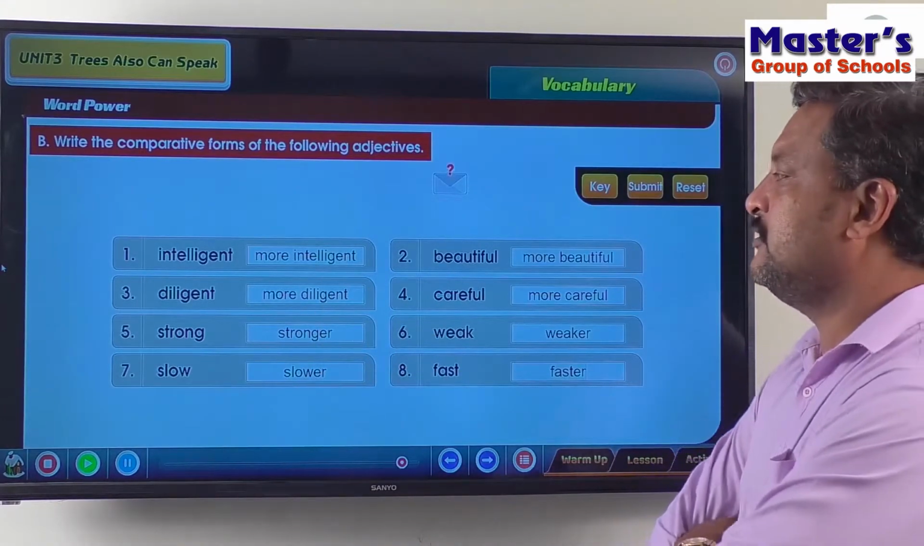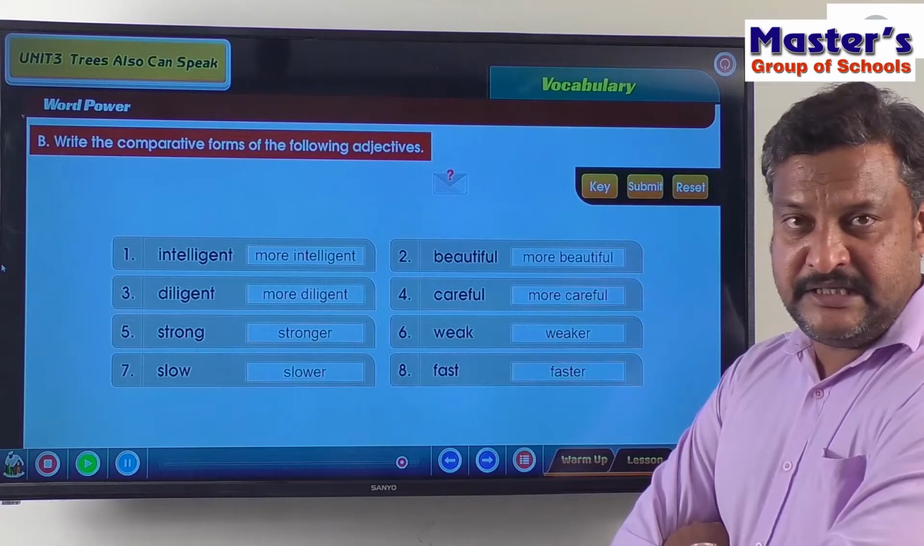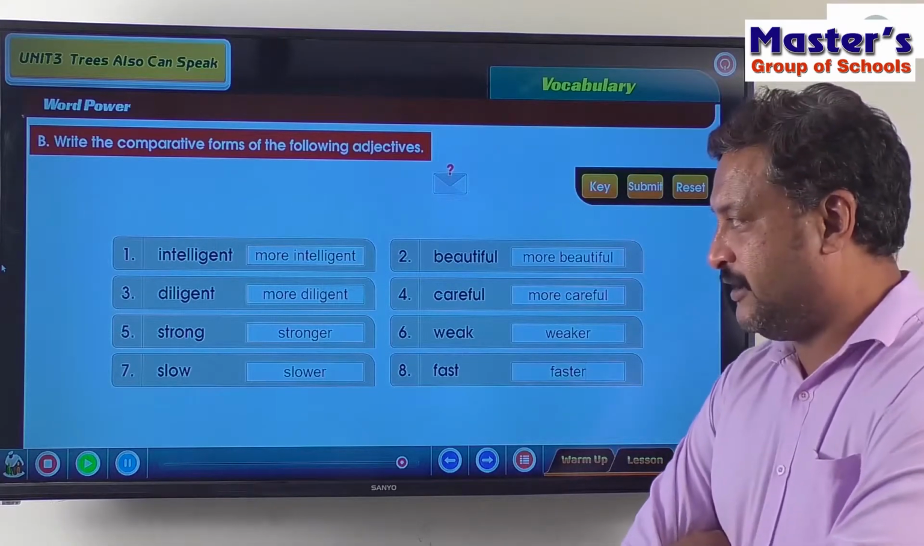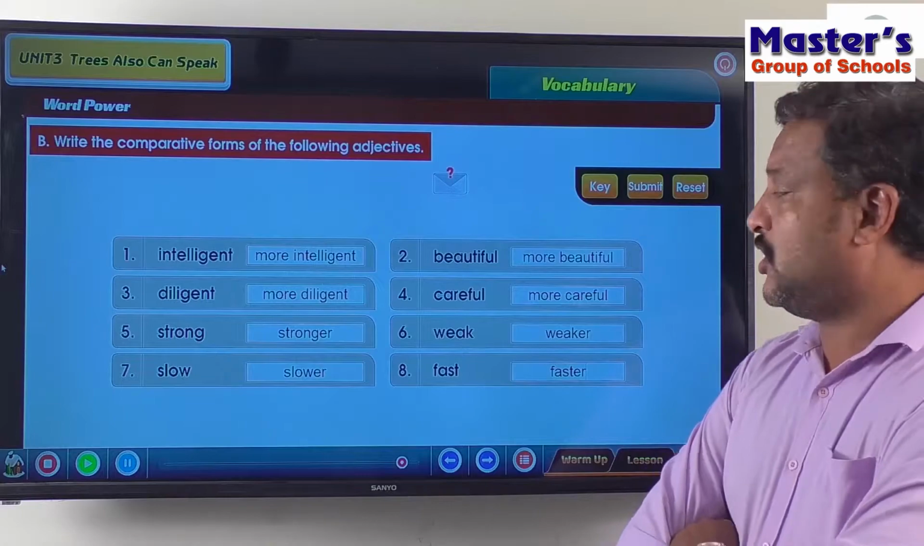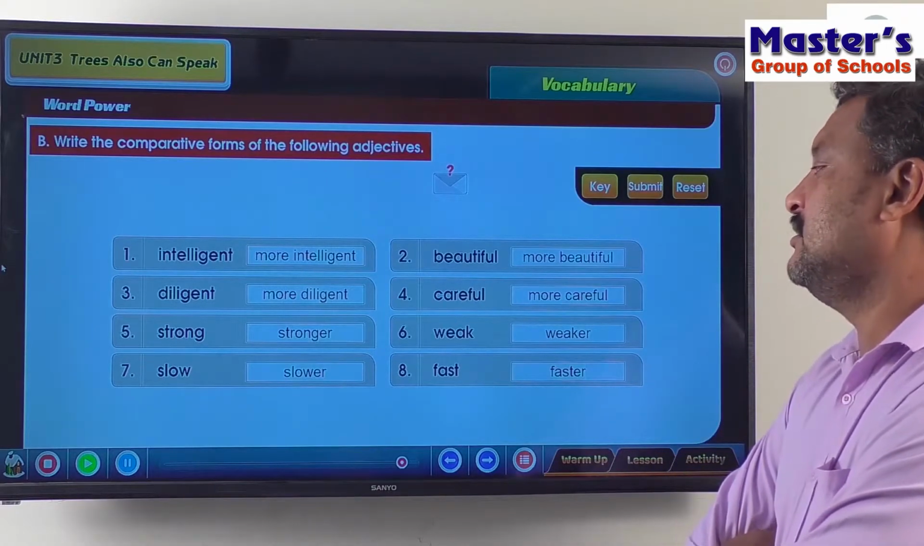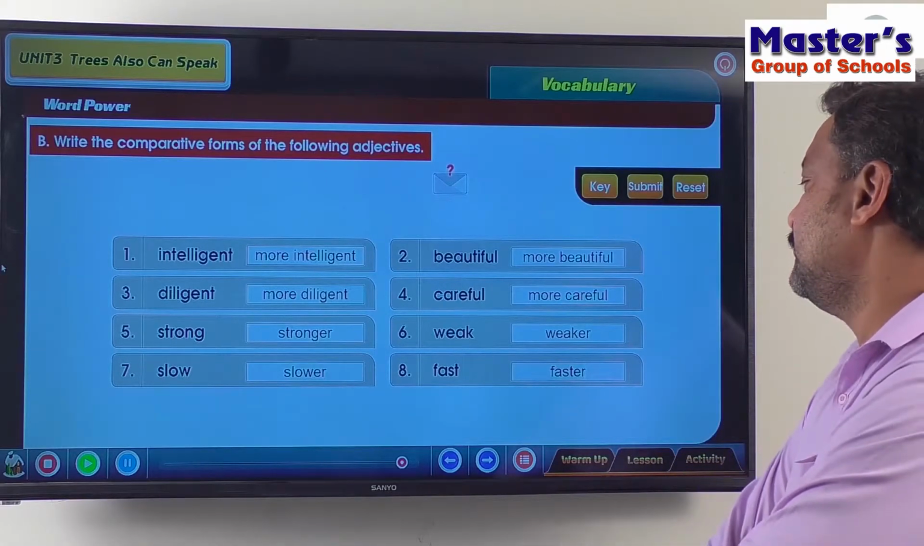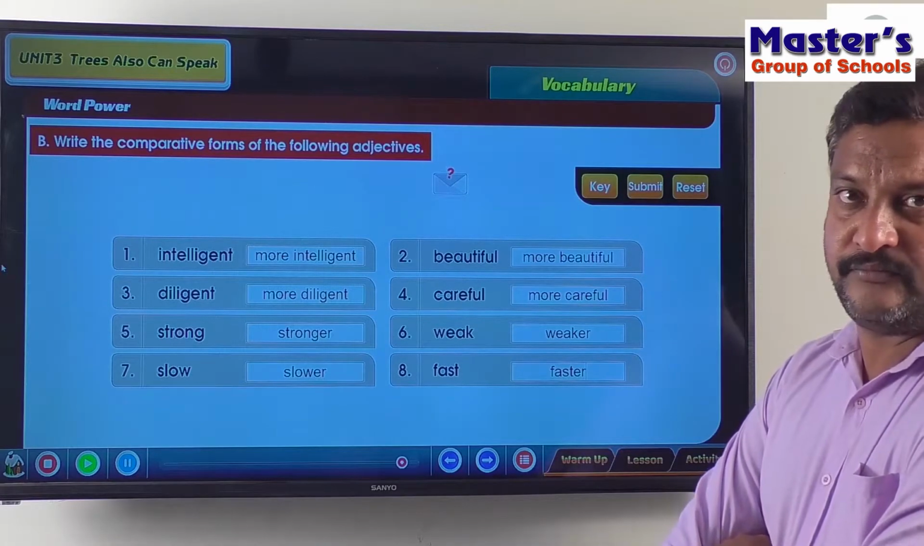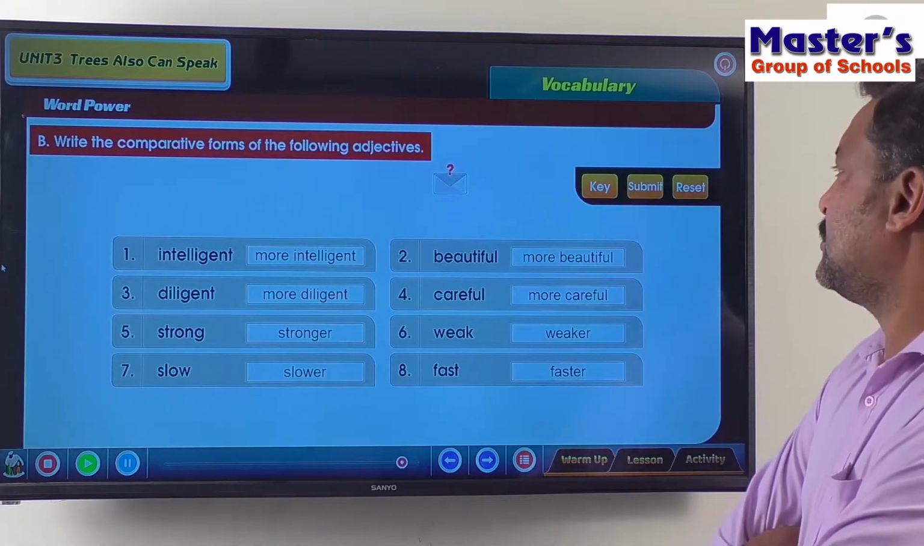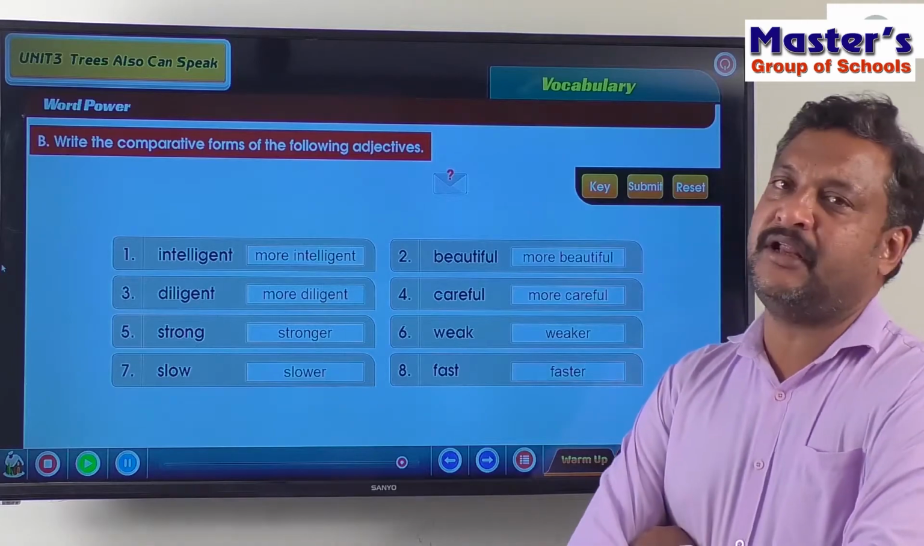Beautiful is more beautiful. Diligent is more diligent. Careful is more careful. Strong, stronger. Weak, weaker. Slow, slower. Fast, faster. Right? So now I'll keep the screen the same for another minute so that you can have a look at them.